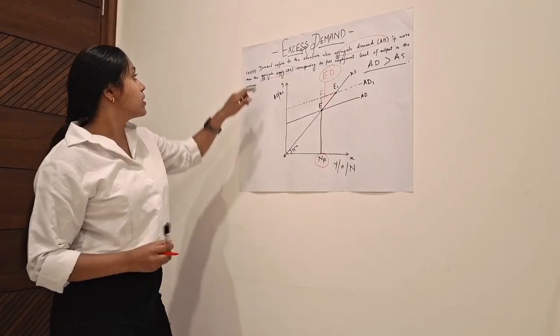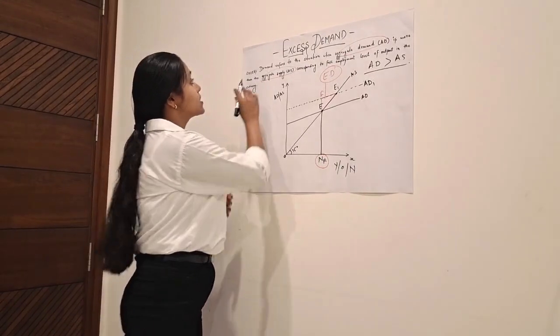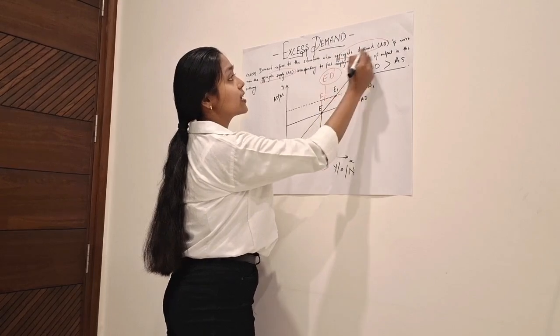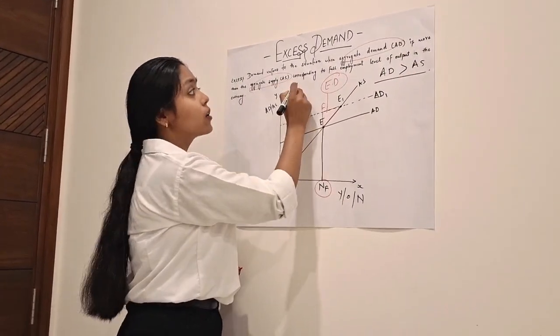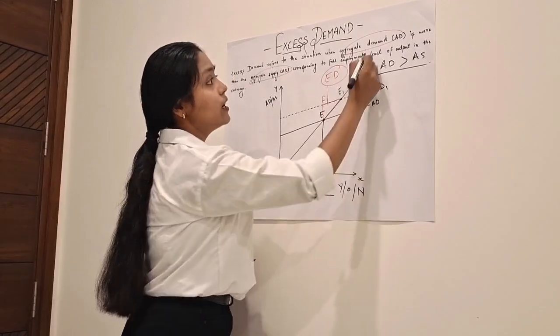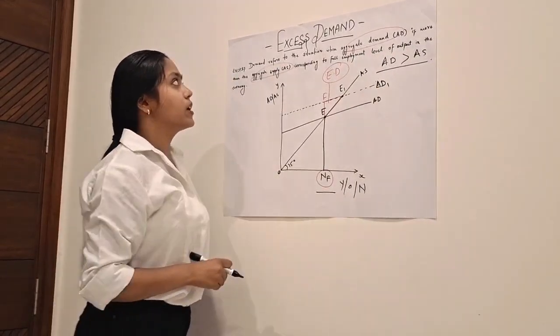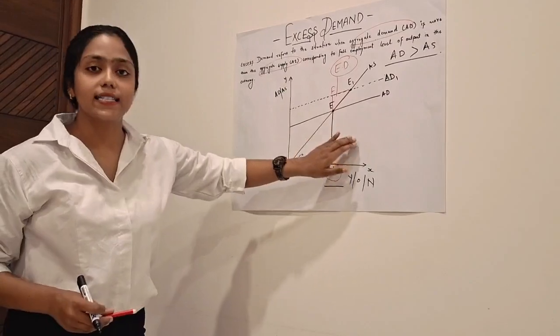Getting my point? So reading the definition again, excess demand refers to a situation when aggregate demand is more than aggregate supply, corresponding to full employment level of output in the economy. So this is the topic about excess demand.